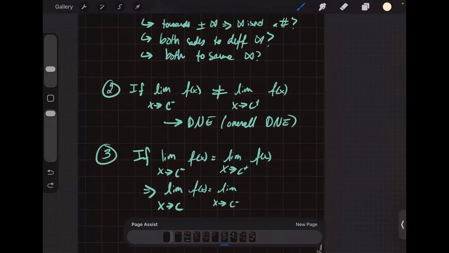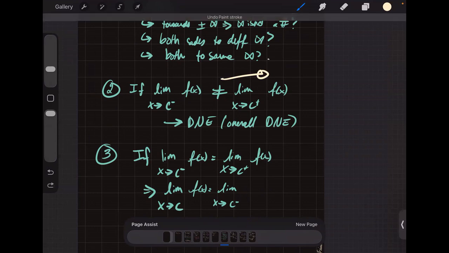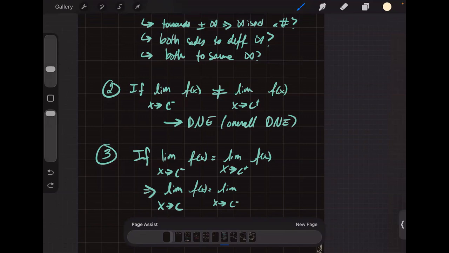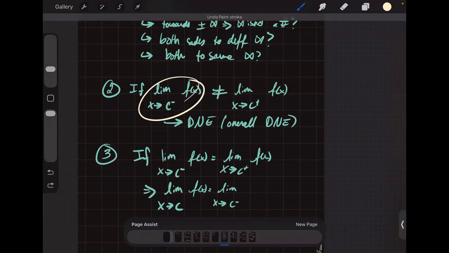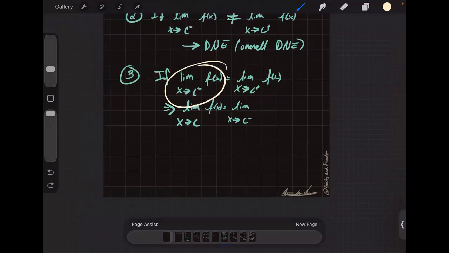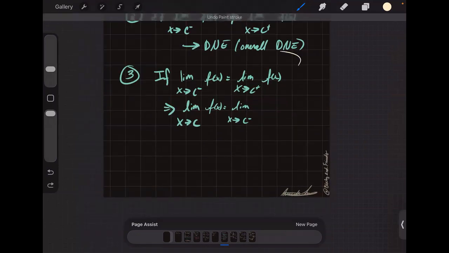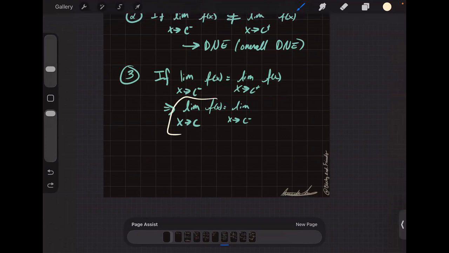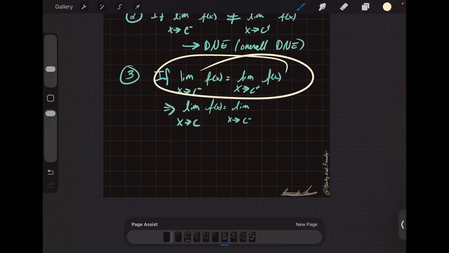On the other hand, if the limits are two different numbers, the overall limit doesn't exist because the left-hand side does not equal the right-hand side. And lastly, if the limit from the left is equal to the limit from the right, then the overall limit, if you see here, there's no symbol, the overall limit is equal to whatever this number is.